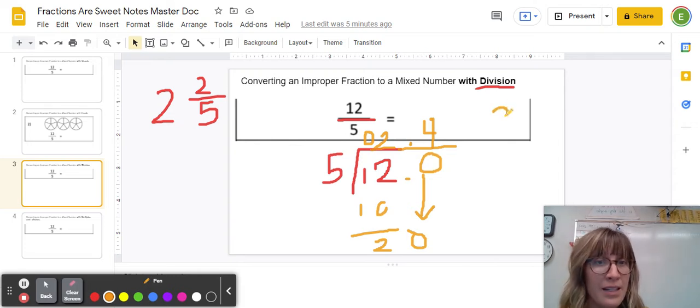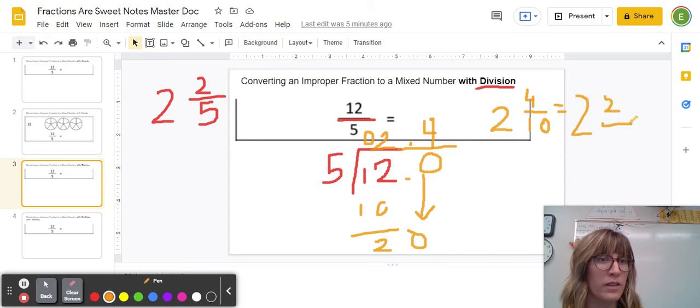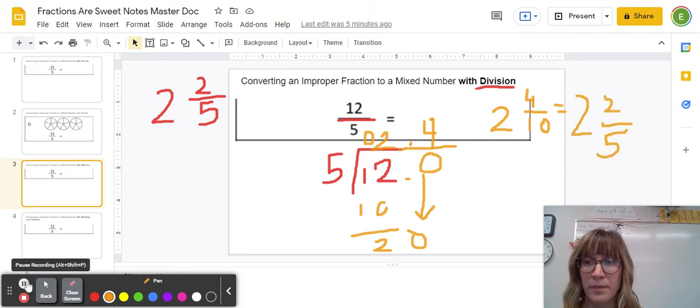So we can write that and say 2 and 4 tenths when we use our fancy talk. 4 is in the tenths position. It simplifies down to 2 wholes and 2/5, right? We can divide the top and the bottom both by 2 and get 2 and 2/5. So we got the same result.